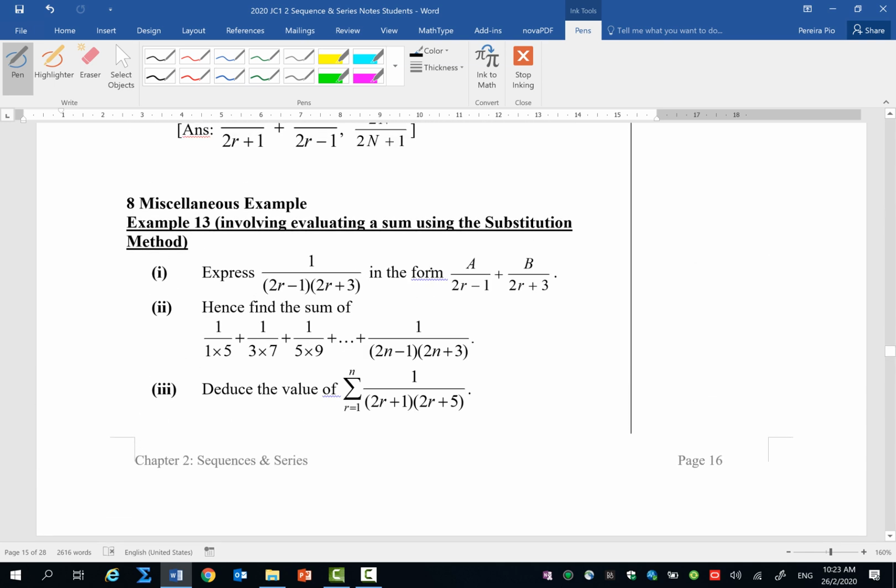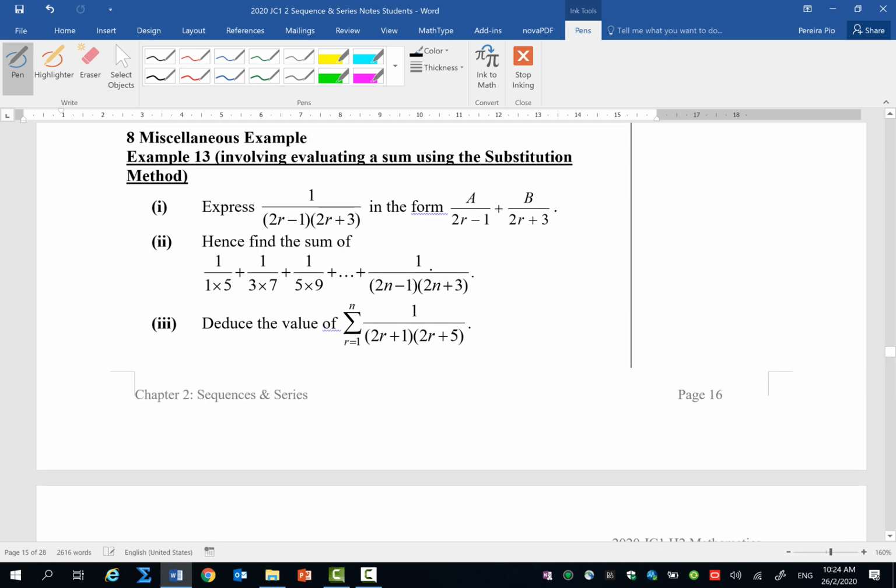Now let's take a look at this method. This is not really a miscellaneous example. Please cancel the word miscellaneous; it's just an example that is important. Now part 1: express this in the form A over 2r plus and so on. Or they could just tell you to express it in partial fractions. Always make a habit of reading the whole question first so that you have some sense of what's going on. Hence, find this sum.